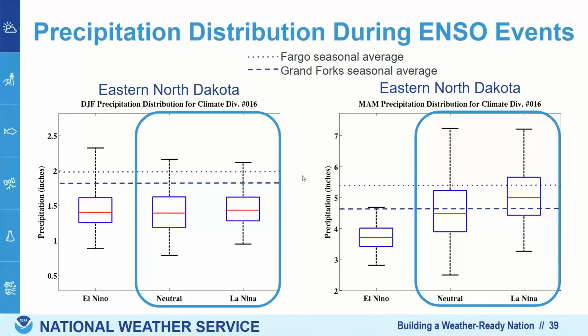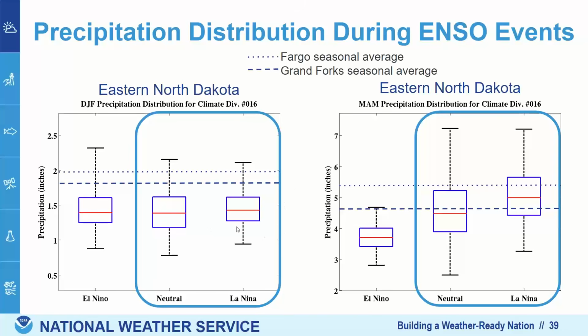So this is a little more technical, kind of looking at climate divisions. This one specifically is about the eastern half of North Dakota, and you can assume that the northwest quarter of Minnesota is pretty similar in terms of numbers. Kind of have the Grand Forks line here and those bigger dashed lines, and then the Fargo line of seasonal average up above that. So we can see Fargo averages slightly more than Grand Forks, but not statistically significantly more.